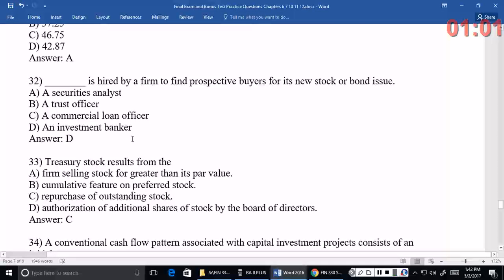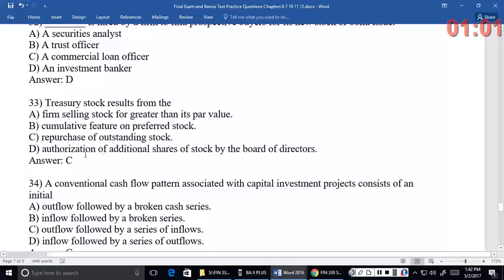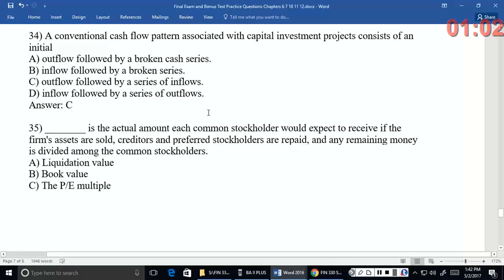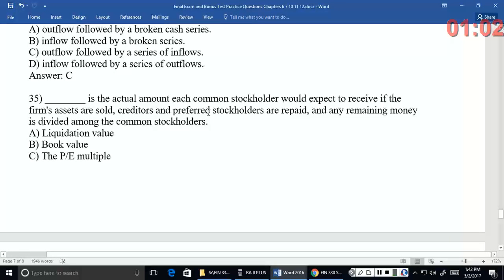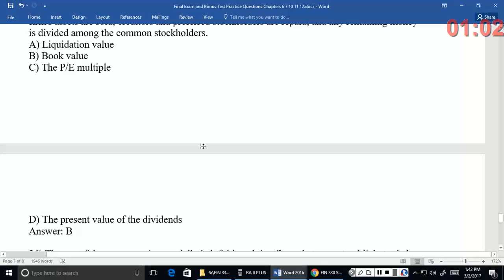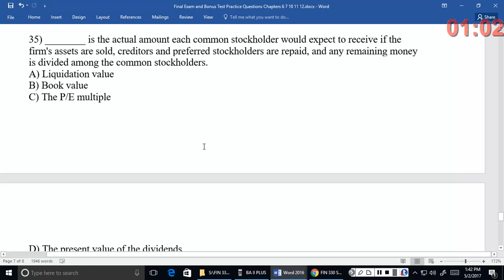32, investment banker. 33, repurchase of outstanding stock. 34, I think we already looked at this maybe, but a conventional cash flow pattern. And then 35, okay, there's the other answer. So B, book value.